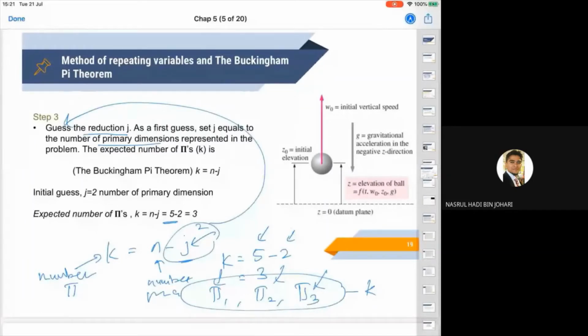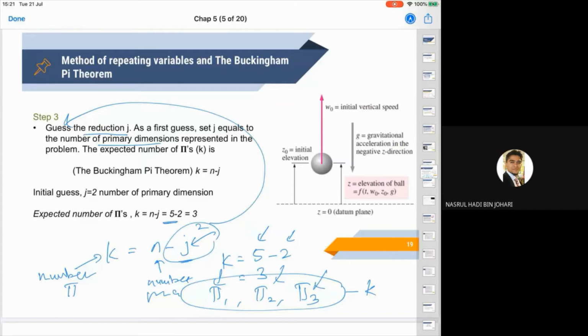You can read further in the textbook, but what I want to say is the Buckingham-Pi theorem is one of the easiest, not the easiest, but the most common process or methodology used to come up with new terms or new equations. For example, the Reynolds number, Froude number, Weber number. There are quite a few more equations or terms that are dimensionless, but they are combining a few dimensions.